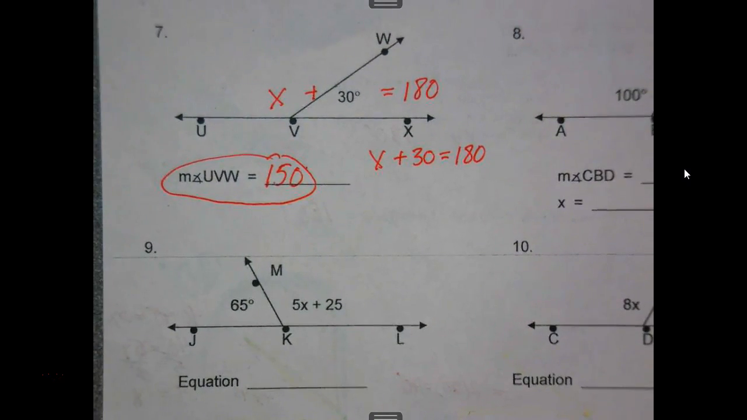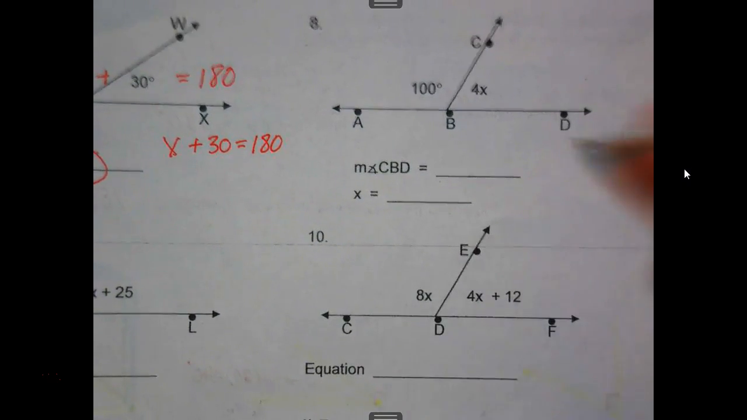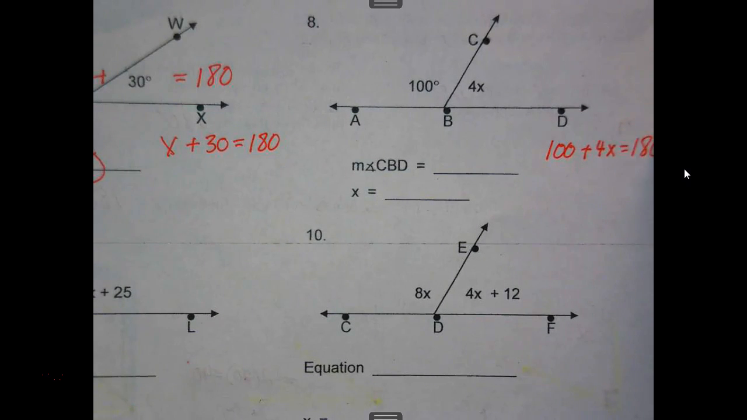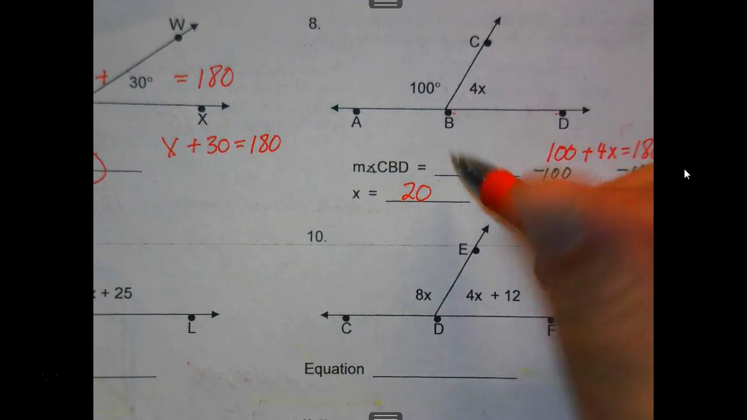Okay, my equation for number 8 is going to be 100 plus 4x. What do they equal? 180. Good. Solve for x. Good. So x equals 20. What's the measure of CBD? 80.